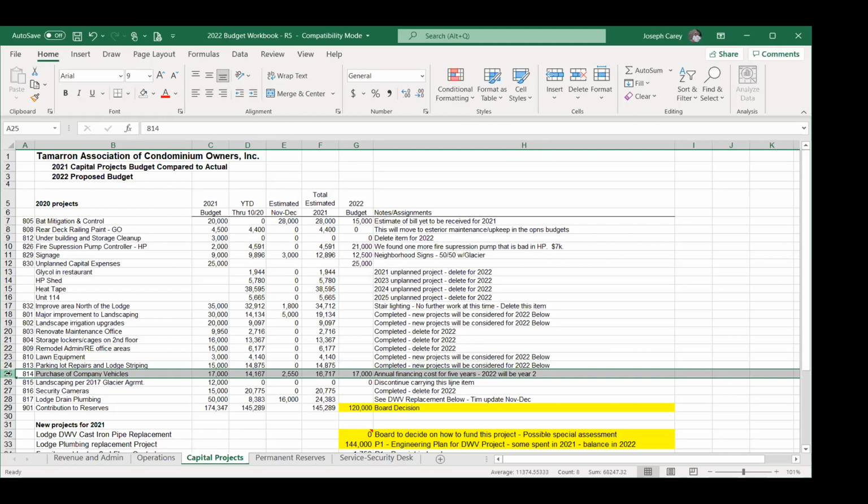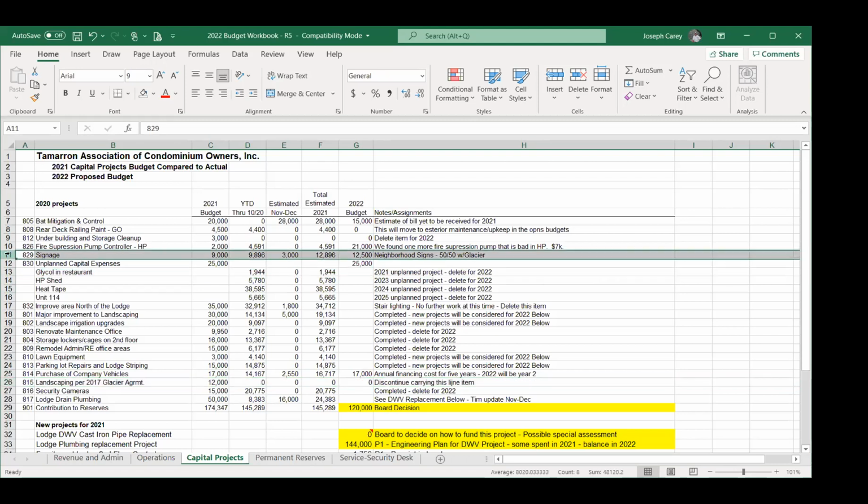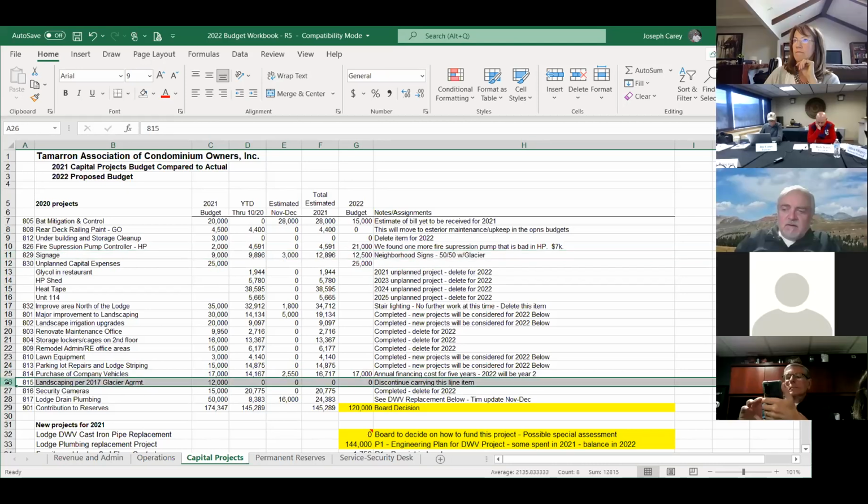Purchase of company vehicles. This is our debt service on the financing costs for the 3 vehicles we bought. So that'll carry over to next year. Landscaping per 2017 Glacier agreement. This is an item we've been carrying for years. And we kind of figure that this signage deal is going to cover that, and we're done with it. We're not going to carry it anymore.